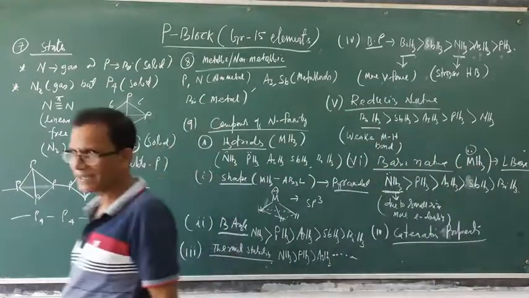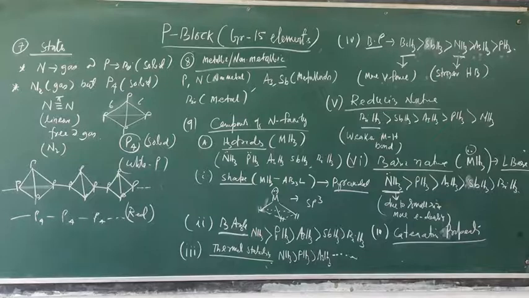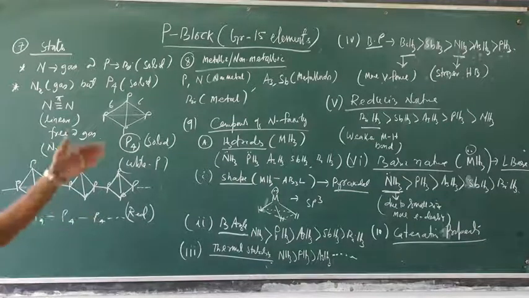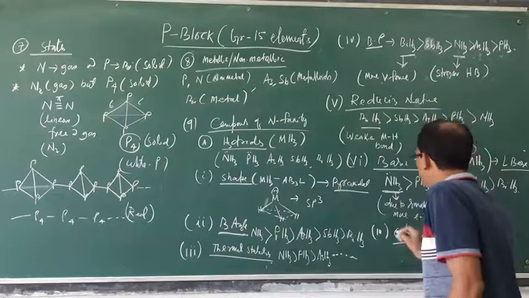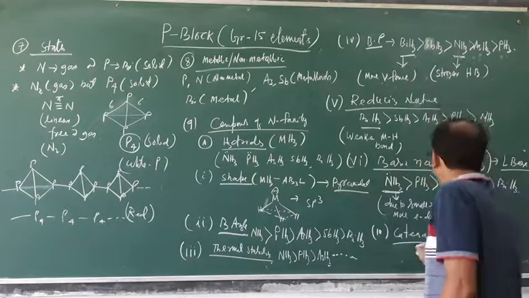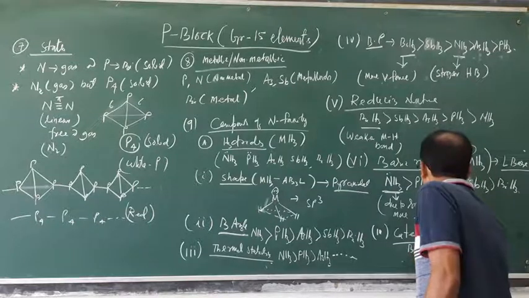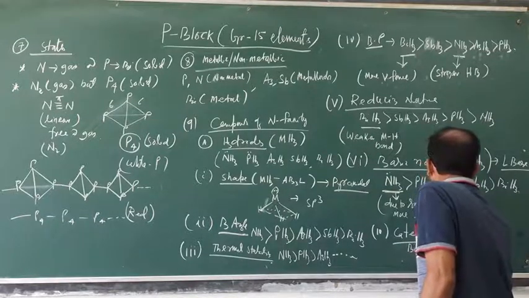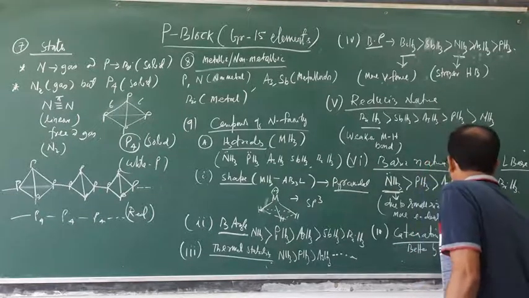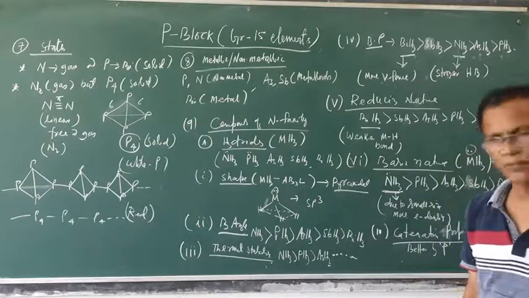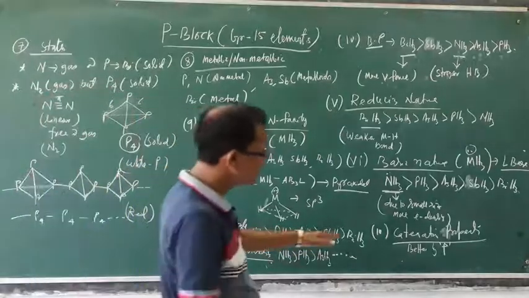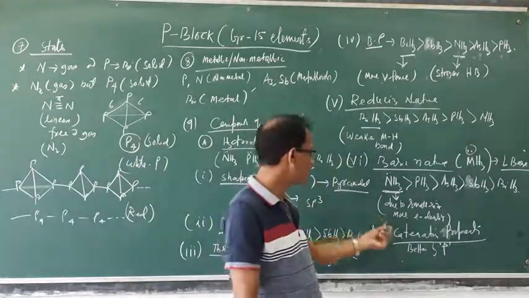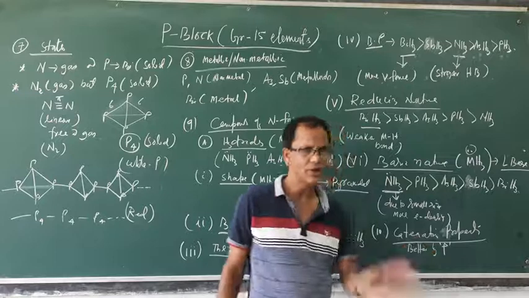Now discuss the catenation property of these group elements. If you compare, the catenation property of nitrogen will be less. Only phosphorus shows better catenation property. The catenation property in this group is mainly shown by phosphorus. Why not nitrogen? Because nitrogen, what happens?